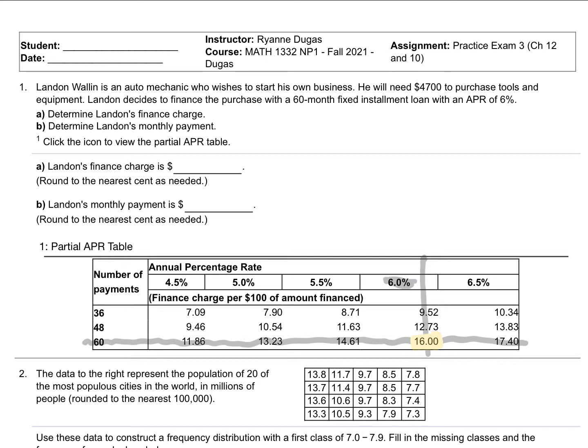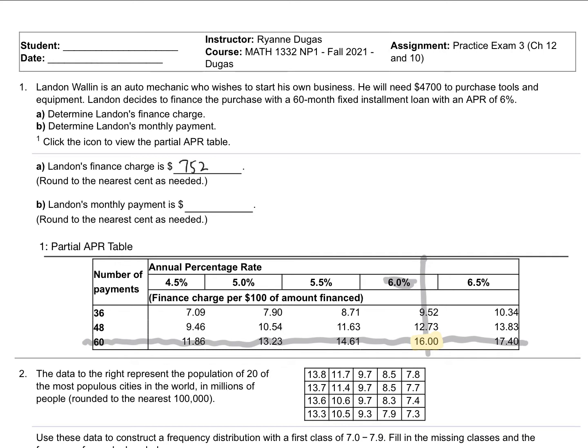So since he's financing $4,700, that would be 47, right? So 47 times 16 is $752. So that is his finance charge, $752.